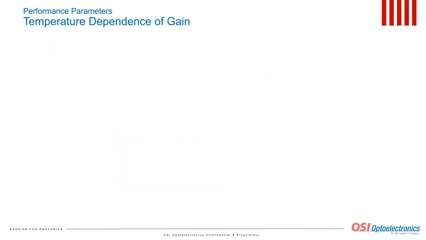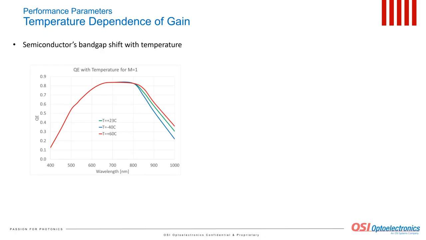One of the important parameters of APDs is the gain dependence on temperature. This dependence is critical in many applications, since a small change in temperature may cause dramatic change in the gain value. Two factors influence the temperature dependence of gain. One is the semiconductor's band gap shift with temperature. For silicon, this shift becomes pronounced for the wavelength range above approximately 850 to 900 nanometers. As it is shown on the graph, the quantum efficiency becomes lower with temperature decrease for the wavelength range above 850 nanometers due to a drop in the absorption coefficient value caused by the band gap shift.